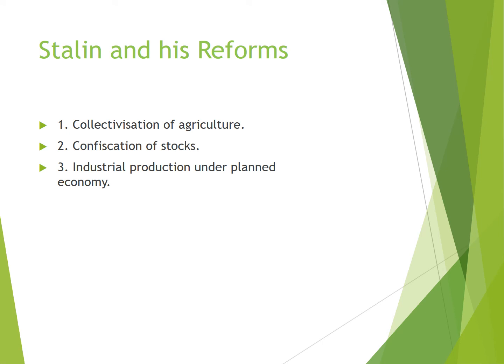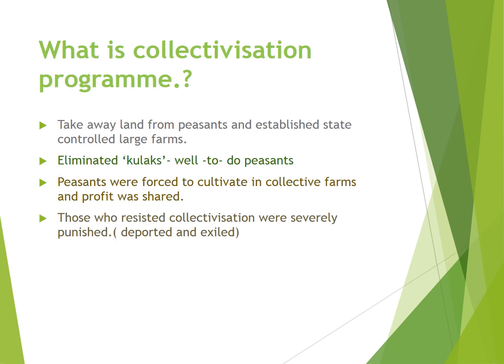Collectivization of agriculture, confiscation of stocks, and industrial production under a planned economy was what Stalin came up with. He was one of the major Bolsheviks of the period. What is the collectivization program? The collectivization program means taking away the land from the peasants and establishing state-controlled large farms. You are taking lands from private or dominant owners and making it a controllable, large farm.